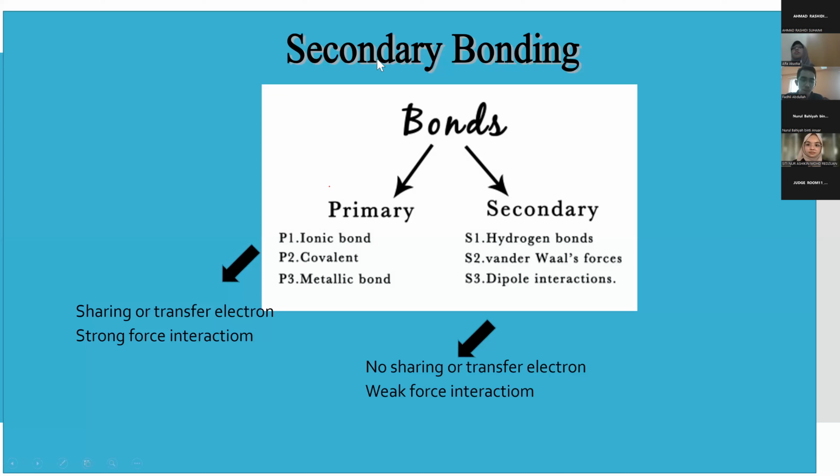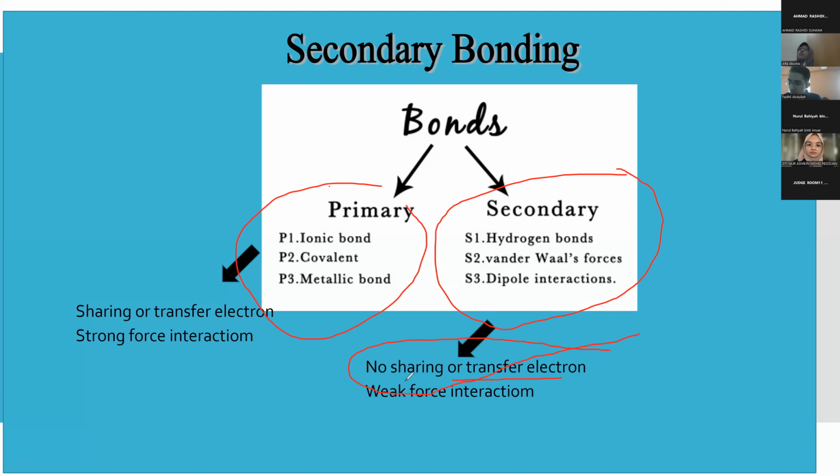This is the primary bonds. We have discussed it. Now we talk about secondary bonds. Secondary bonds have no sharing or transfer of electrons. This is a weak force interaction. Why weak force interaction?